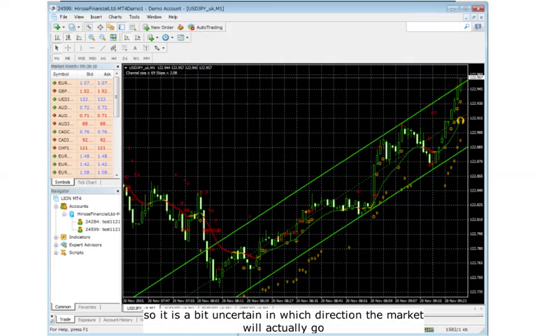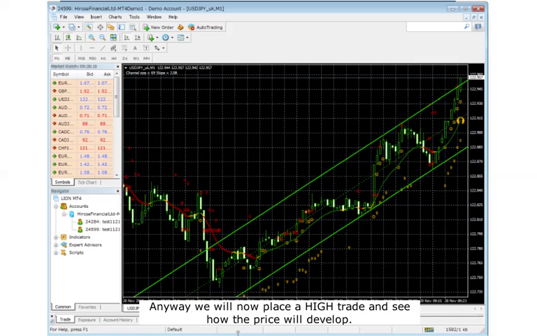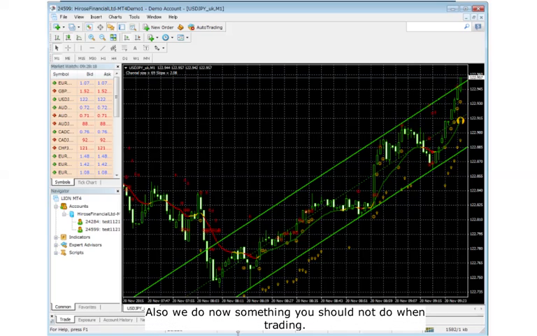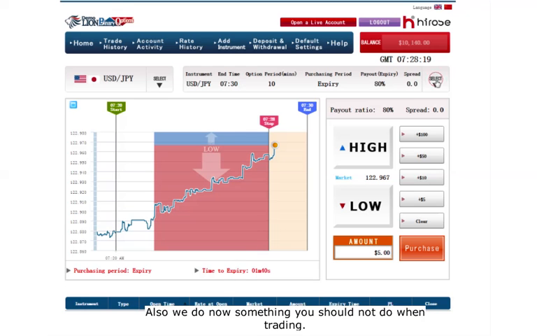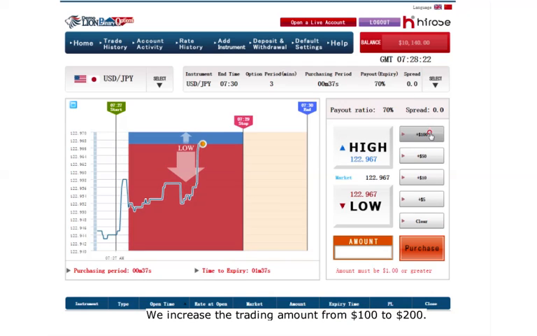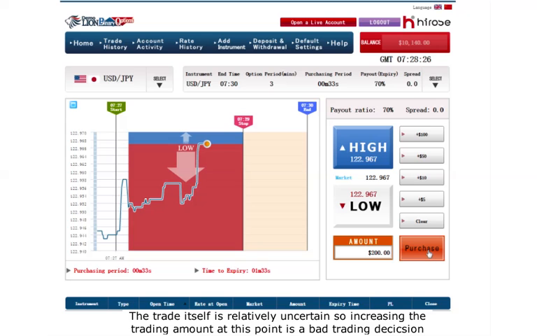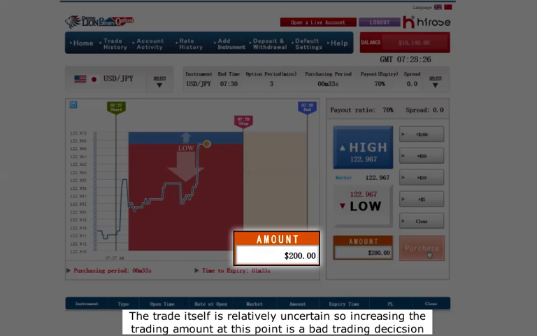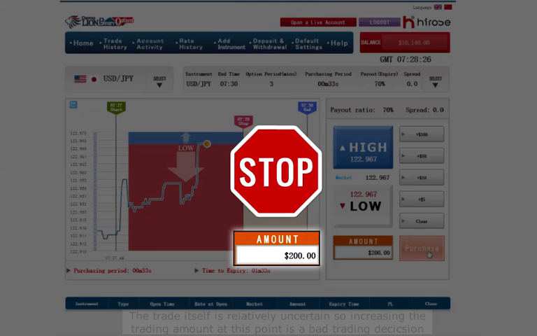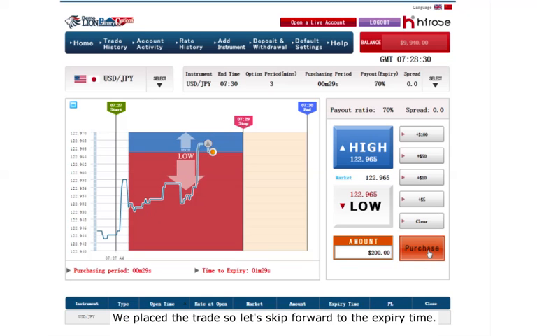So it is a bit uncertain in which direction the market will actually go, so you should avoid placing a trade in these situations. Anyway, we will not place a high trade and see how the price will develop. Also, we do something you should not do when trading. We increase the trading amount from $100 to $200. The trade itself is relatively uncertain, so increasing the trading amount at this point is a bad trading decision. You should not do this when trading. We place a trade, so let's skip forward to the expiry time.